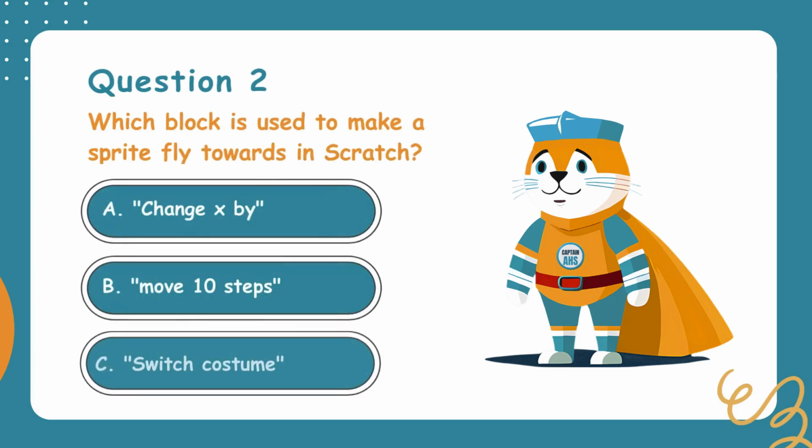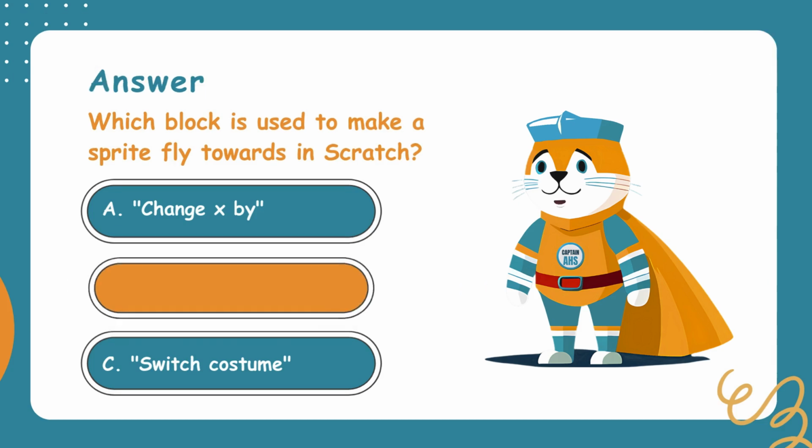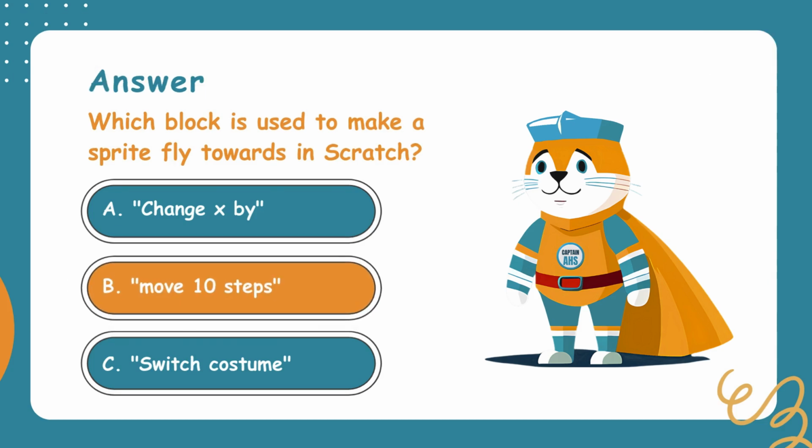Which block is used to make a sprite move forward in Scratch? Option A, change X by. Option B, move 10 steps. Option C, switch costumes. The answer is Option B, move 10 steps.